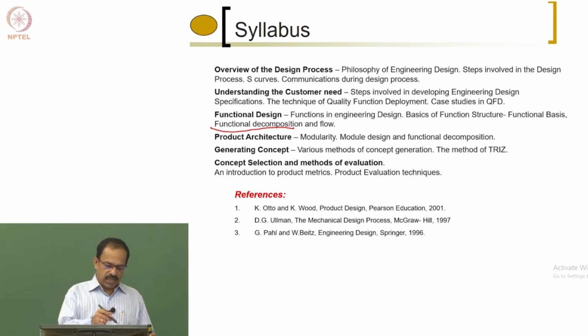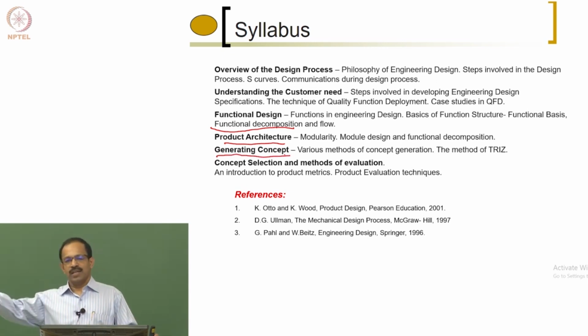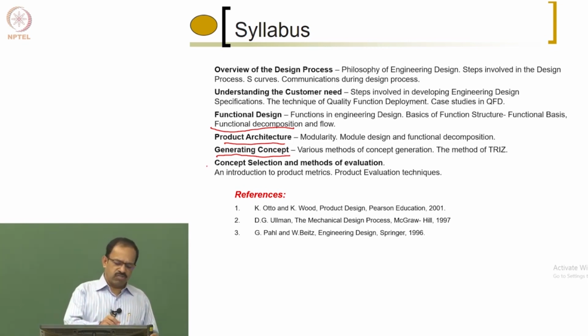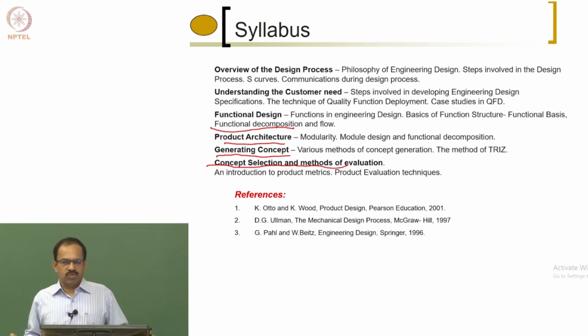And then we look at the architecture, that is the form design part, the architecture of the product, and then how do we generate concepts for the new products, because you have to be different from others, or you cannot have the same kind of design form for your product. So we look at how we generate concepts, and then when you have a large number of concepts, how you do the concept selection and evaluation of these concepts. So these are the parts that we will be covering in this course.